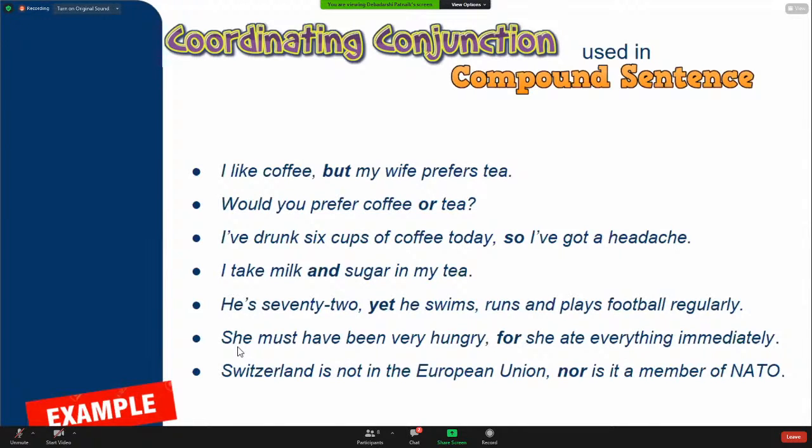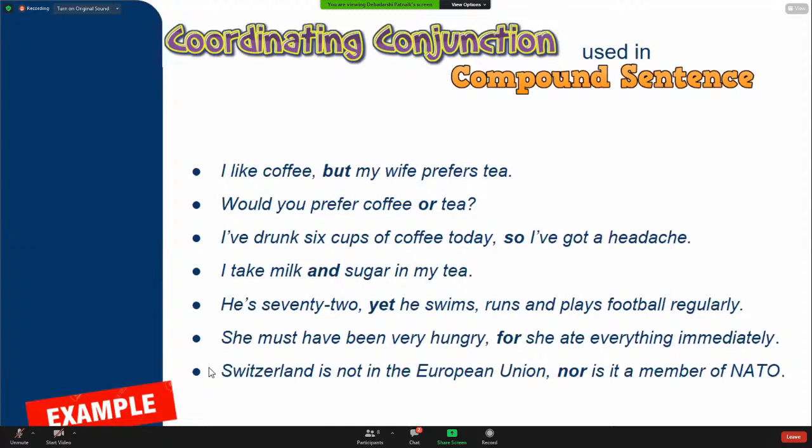Okay, then she must have been very hungry, or she ate everything immediately. Okay, here you can say "for that", we can also use "for that". Because of that you can also use. But here, "for" we actually rarely use. Okay, she must have been very hungry, or she ate everything immediately.